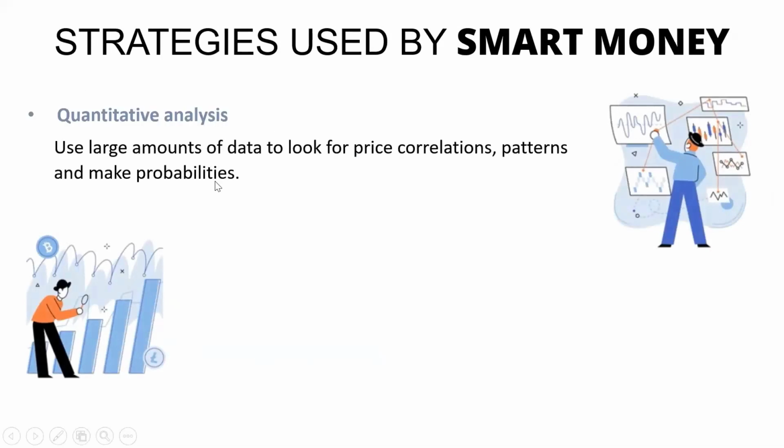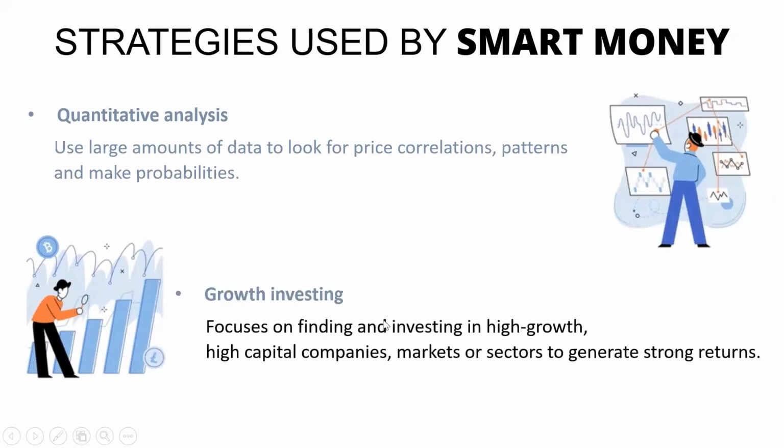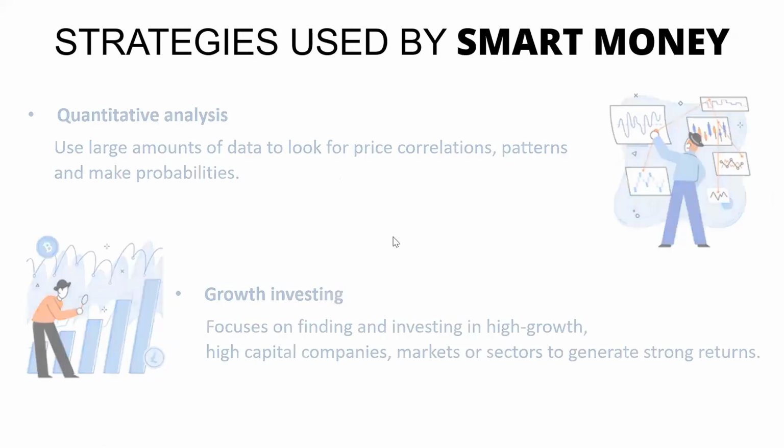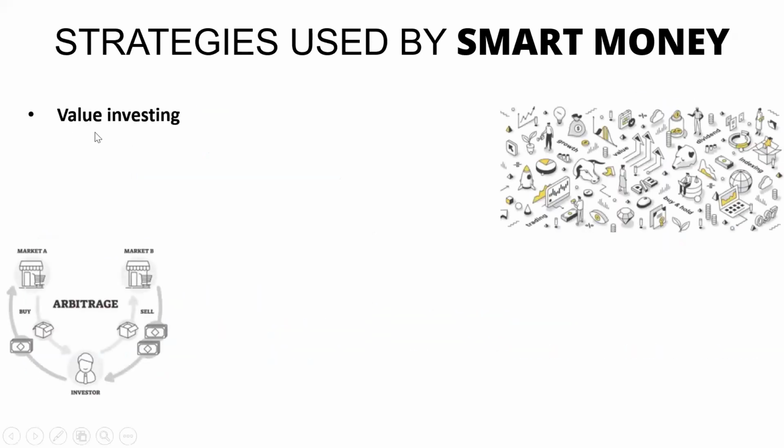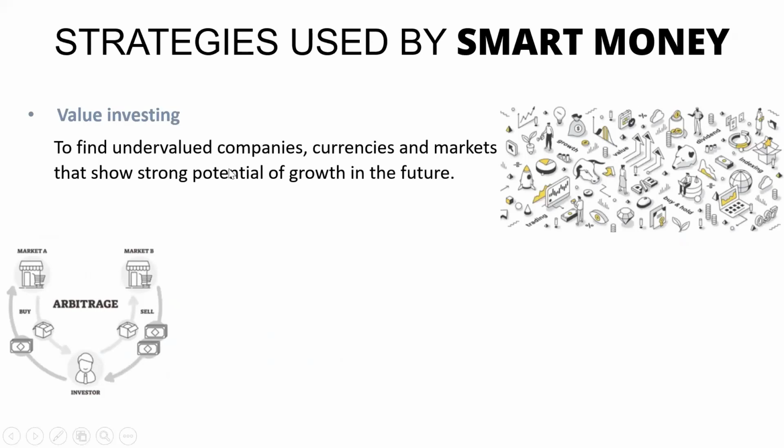The next strategy they use is quantitative analysis. So they use a large amount of data to look for price correlations, patterns, and they make probabilities through it. Then there's growth investing, where they focus on finding and investing in high growth, high capital companies, markets, or sectors to generate strong returns. They also do value investing to find undervalued companies, currencies, and markets that show strong potential of growth in the future.